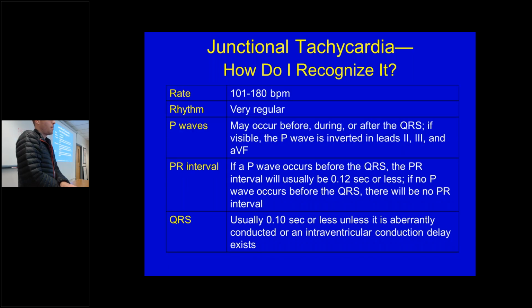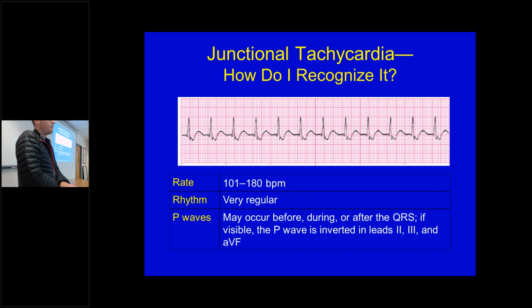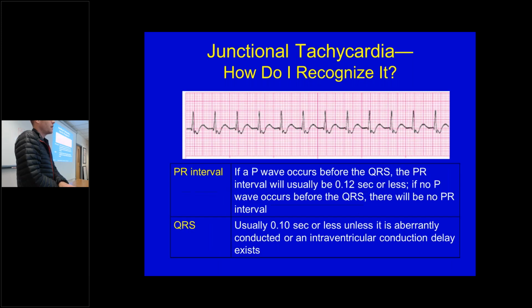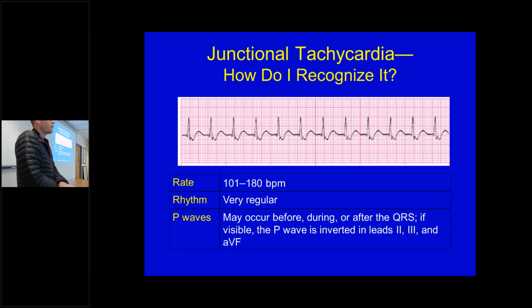So if you get this strip, and I'm not saying you're going to get this strip, but if you got this strip, you go through your 5 criteria, what would you put as the PR interval? None. There's no PR interval, right? And then what would you put as the P wave? This gives you a whole bunch of different options, but if you were to describe this strip, what would you put as the P wave?